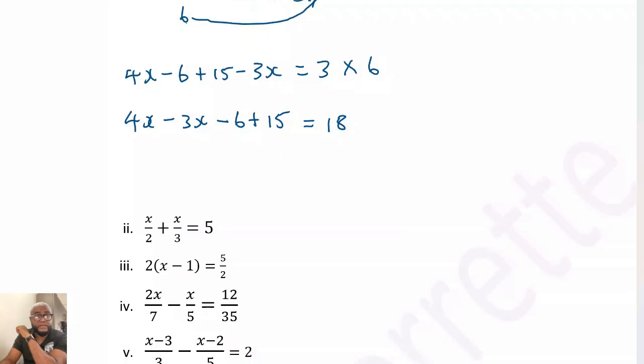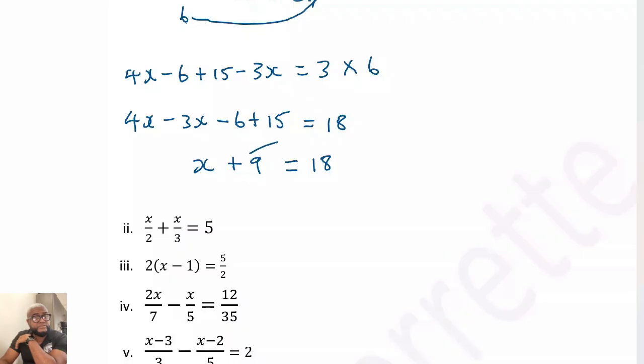Everybody good there? 4x minus 3x would be? But the 18 came from 6 threes are 18. Did it come from that? Yeah, 6 threes are 18. Correct. So this will be 4x minus 3x, which will give me x, just x. Negative 6 plus 15 will be positive 9. You have the minus, but you always keep the sign of the larger number. So you keep the sign in front of 15. And this is equal to 18.